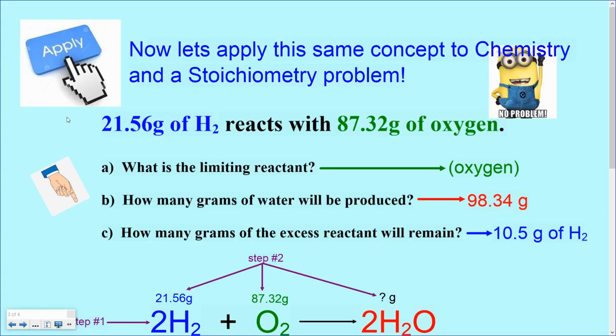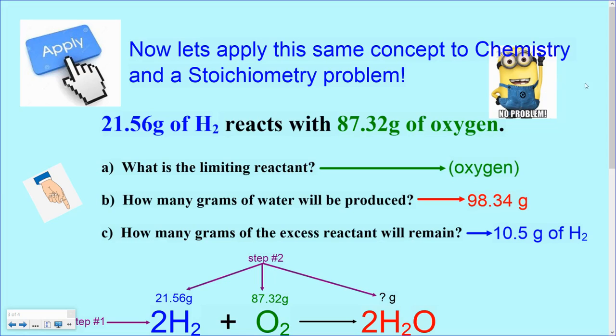Okay, now that we've talked about limiting reactants, we now have to apply this concept to solving an actual chemistry problem. So here is the question. 21.56 grams of hydrogen reacts with 87.32 grams of oxygen. What is the limiting reactant? How many grams of water will be produced? And how many grams of the excess reactant will remain?